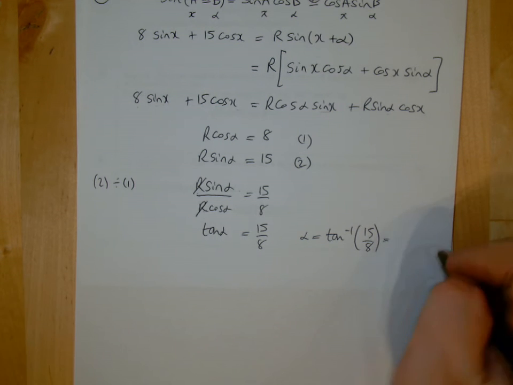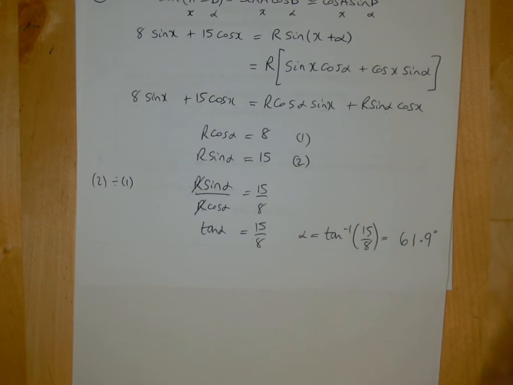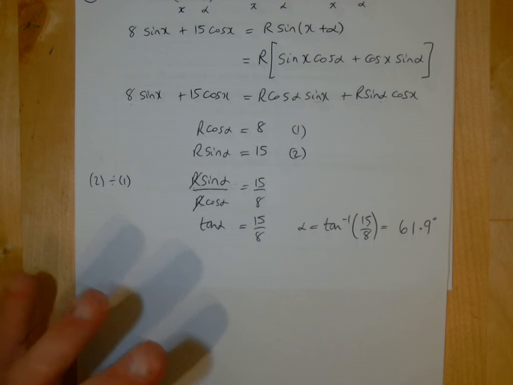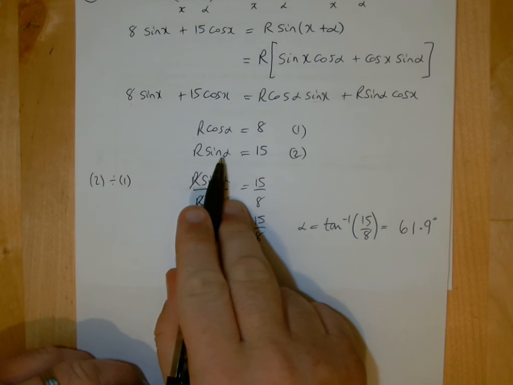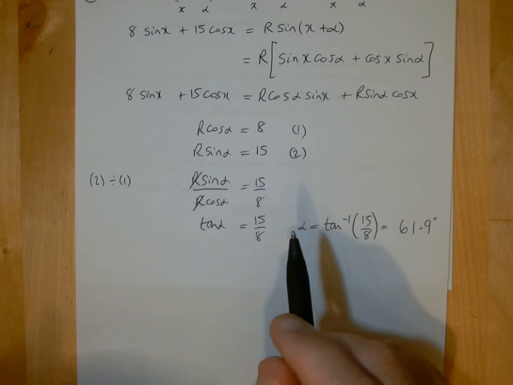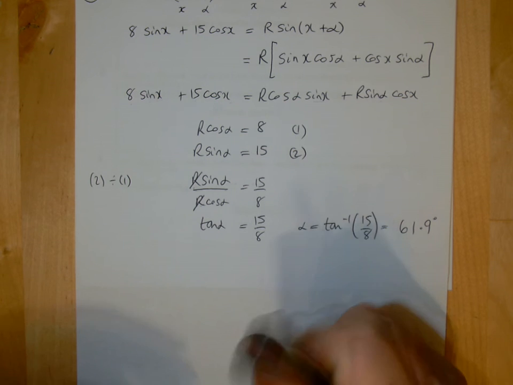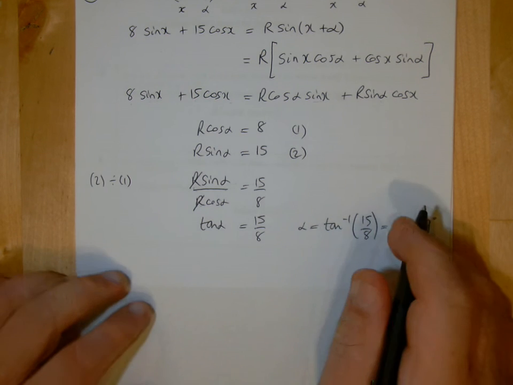So you do that and you get 61.9 degrees, when you type that in. One decimal place there is fine. So we've got alpha. Now what you shouldn't do, as I mentioned before, is substitute that in there to get r out, because you won't get an accurate answer. You'll get a decimal out, and if it's not a whole number, we need to keep it as a surd, right?